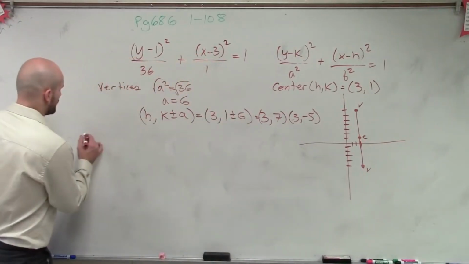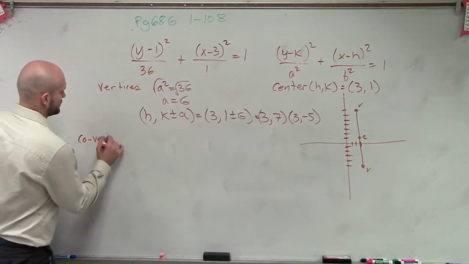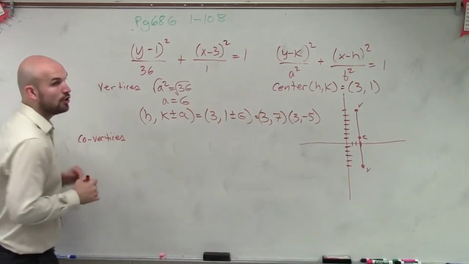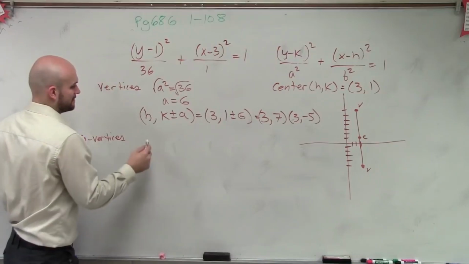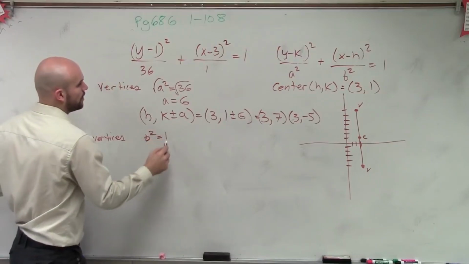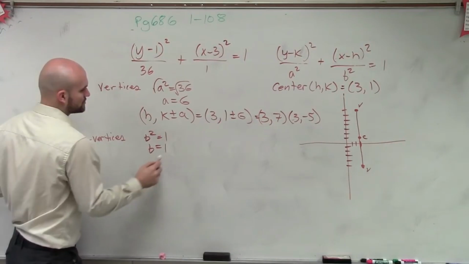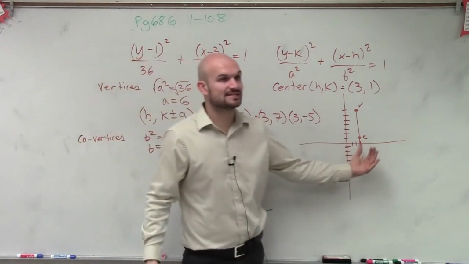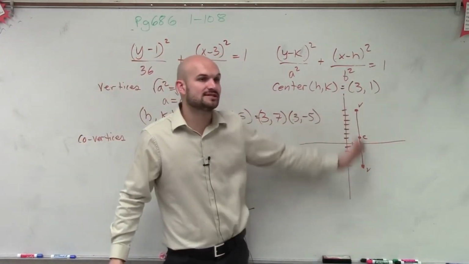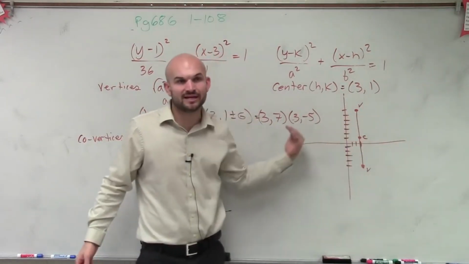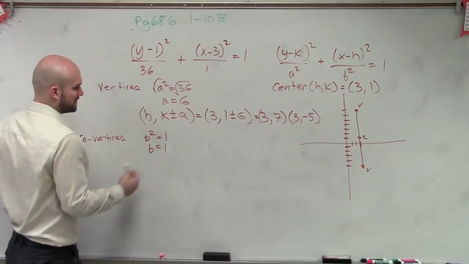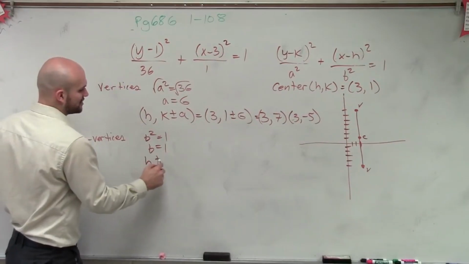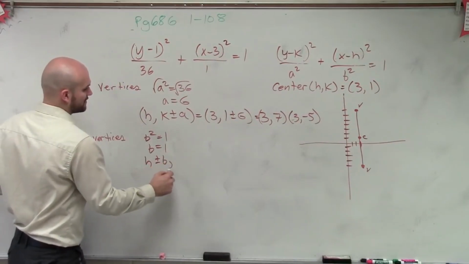Let's determine now what the covertices are. The covertices are your distance of b. We know b squared equals 1, so b equals 1. Now, if your vertices are up and down, your covertices have to be left or right. So the covertices use a slightly different form: h plus or minus b, comma k.